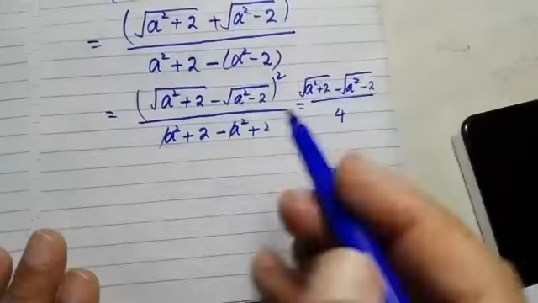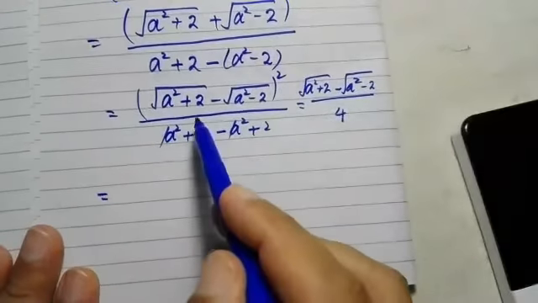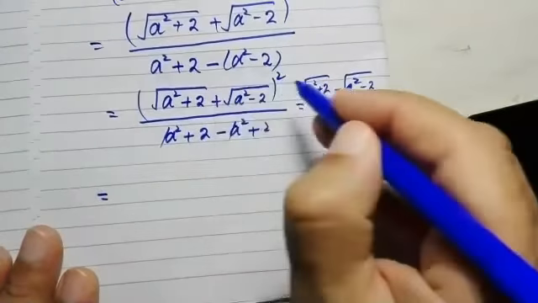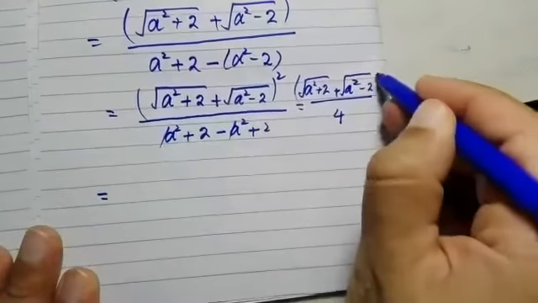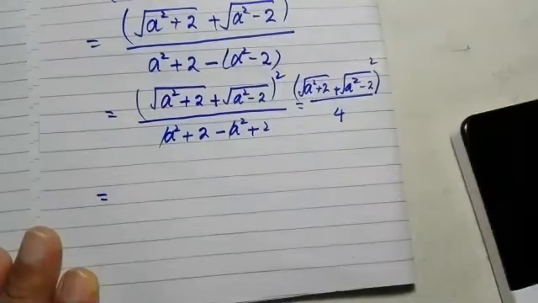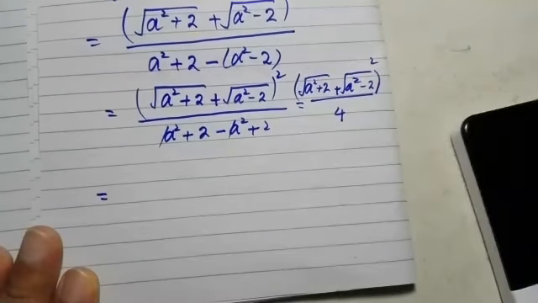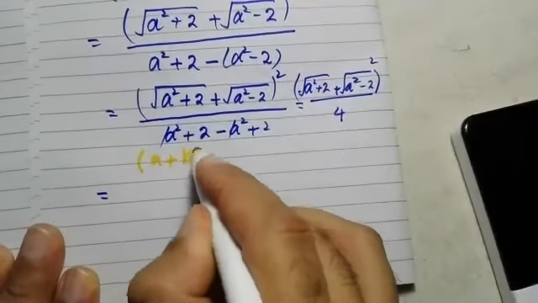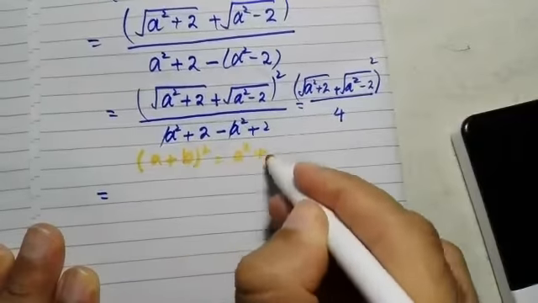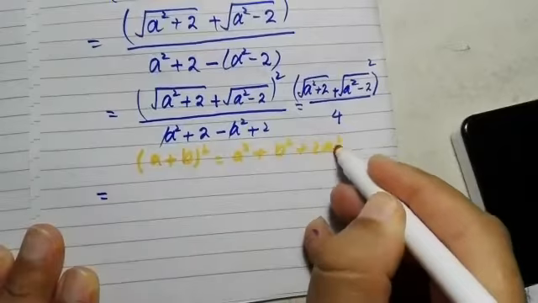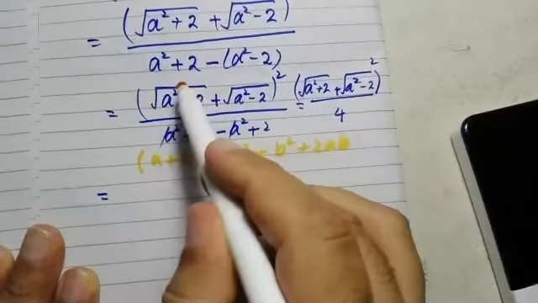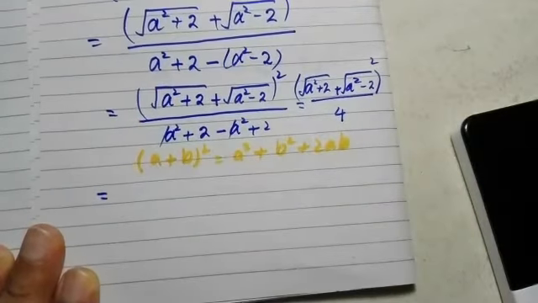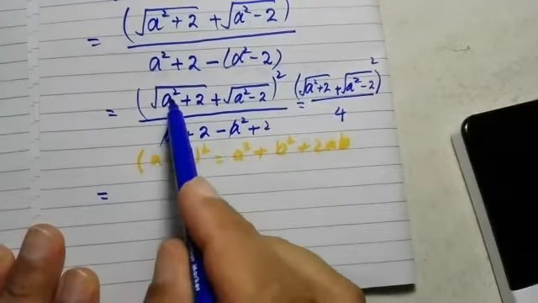In one more step, we should expand the terms in the numerator. The expansion will be done using this formula, a plus b whole square. We will expand the term in the numerator using this formula. This whole term will be taken in place of a, and this whole term will be taken in place of b.